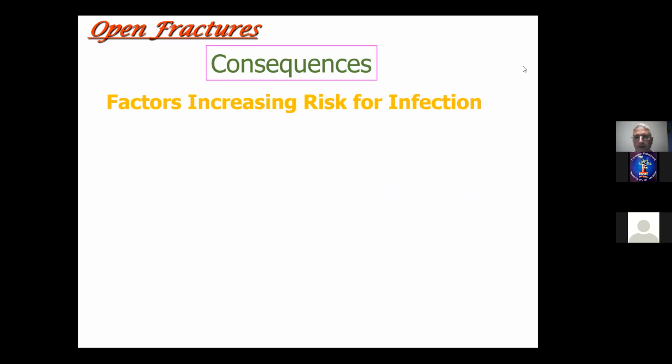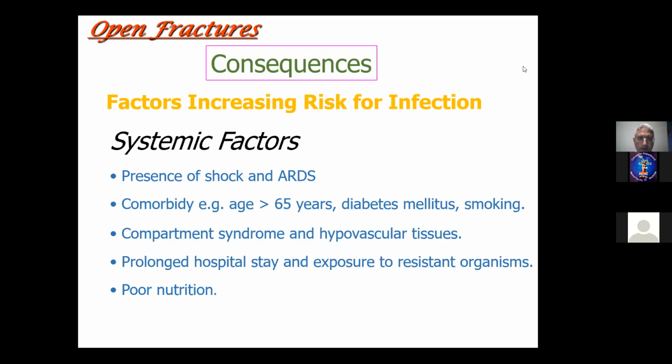What are the factors increasing the risk of infection? In general, the risk factors for infection can be divided into systemic factors and local factors. The systemic factors include the presence of shock and acute respiratory distress syndrome, comorbidities, elderly age, diabetes, smoking, compartment syndromes, and hypovascular states, and prolonged stay in the hospital, which is a very important issue in open fractures because of the exposure to nosocomial infection and resistant organisms, in addition, of course, to poor nutrition. So the systemic factors should be taken into consideration when assessing a patient with polytrauma or an open fracture.